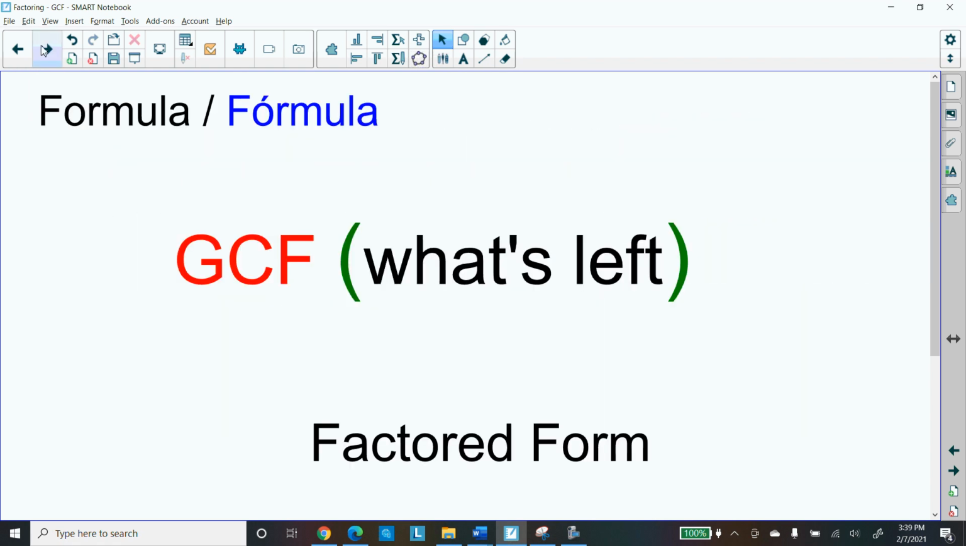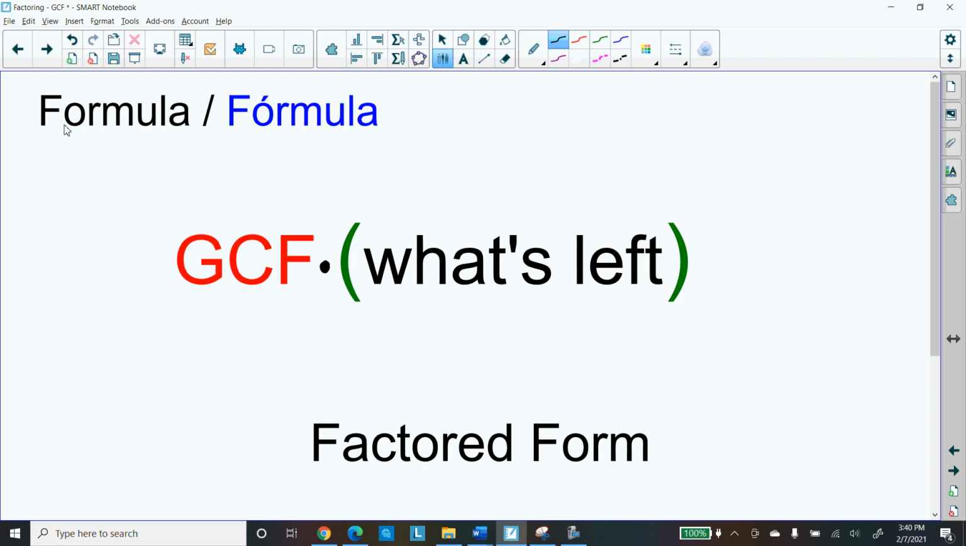There's a formula for factored form, and that's what we're going to deal with. You remember it's a multiplication situation of factors here. So we're going to multiply. Our form is going to be the GCF times what's left, and that's going to be the factored form.